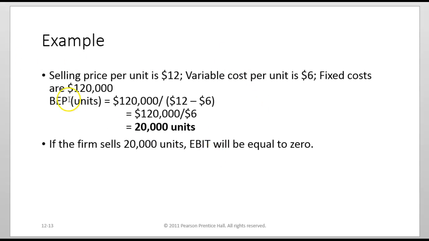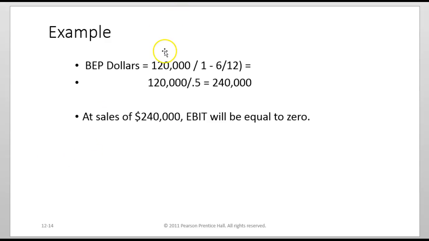Here's an example. We're selling some widget for $12. The variable cost is $6. The fixed costs are $120,000. So in units, what have I got? I've got $120,000 fixed, and I'm going to divide that by 12 minus 6, and that gives me, I have to sell 20,000 units to break even. At that point, I break even. I'm good. You can do the same thing with the dollars. It's 120,000 divided by 1 minus 6/12, or 0.5, so it comes up to $240,000 in the break-even dollars.